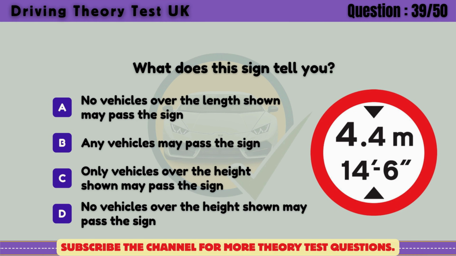Question 39. What does this sign tell you? Option A. No vehicles over the length shown may pass the sign. B. Any vehicles may pass the sign. C. Only vehicles over the height shown may pass the sign. D. No vehicles over the height shown may pass the sign.